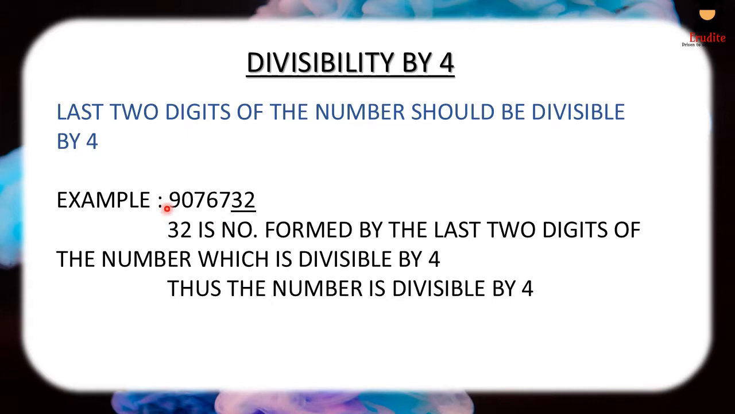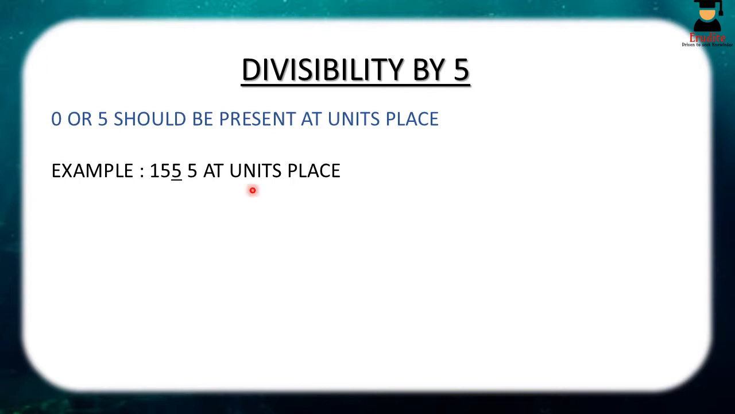For example, I have a number over here, 9076732, which is a 7-digit number. I only have to check the last two digits, which is 32. So the number formed by the last two digits is 32, and 32 is actually completely divisible by 4. So I can say that this 7-digit number is entirely divisible by 4. That is how simple it is. So till now we have covered divisibility test by 2, by 3, by 4. We will be revising everything, don't worry.